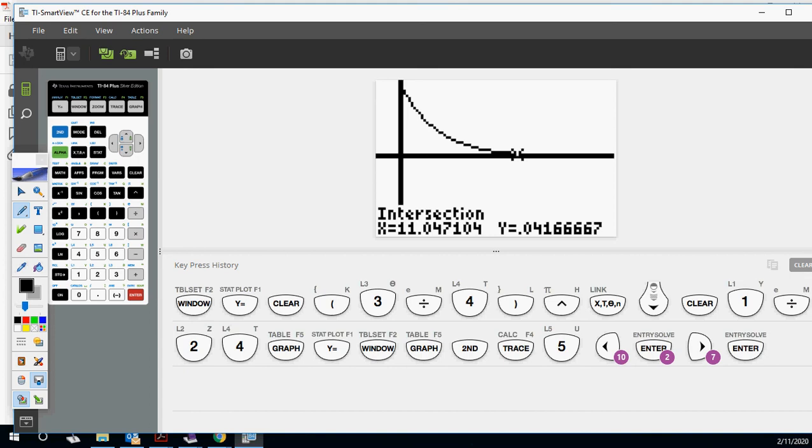11 bounces when it's going to basically get that point of, what was it, 675.